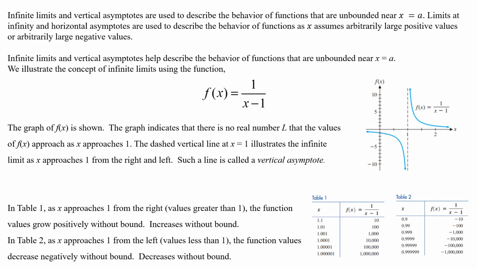Now, as we approach from the left, we're starting at 0.9 and 0.99, 0.999, and so on. And as we can see, each of those values we're getting closer and closer to negative infinity. And so that's what happens in that case. And so graphically, we see it this way, and in a table method, we can see that this goes to positive infinity and this one goes to negative infinity as we approach from the right and the left.